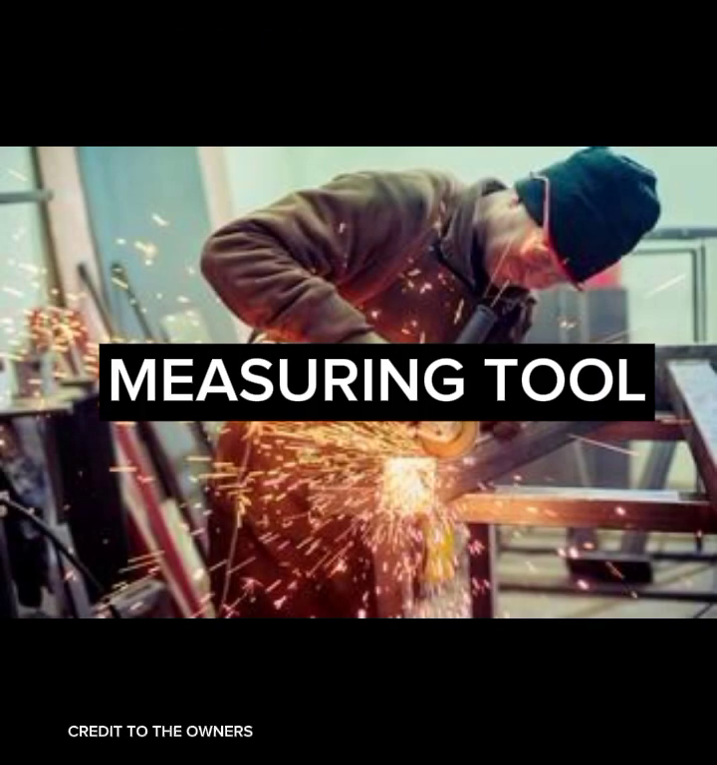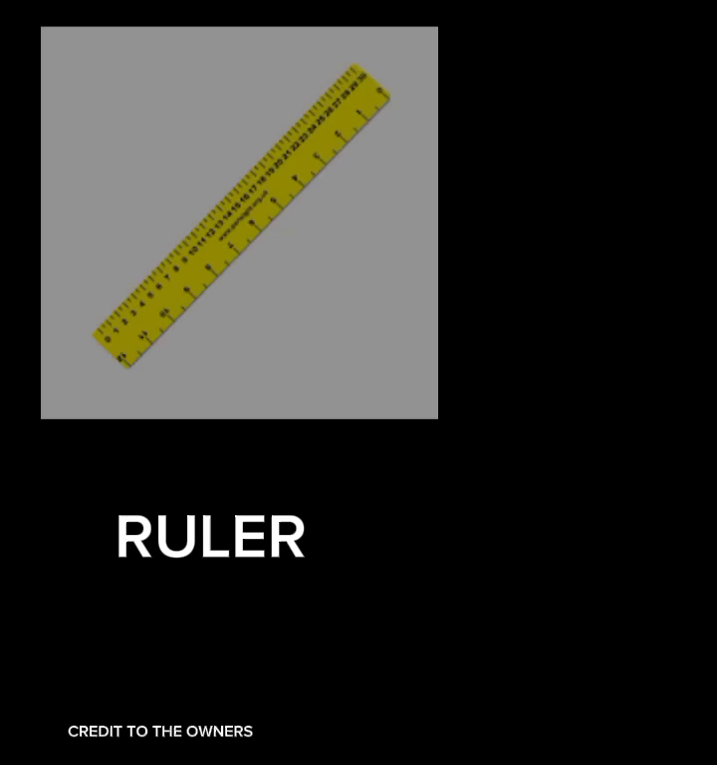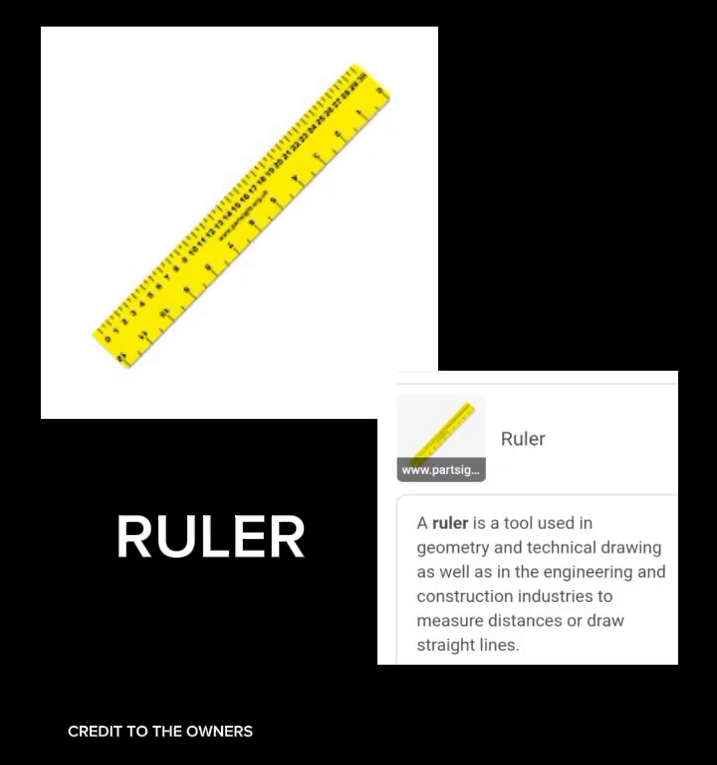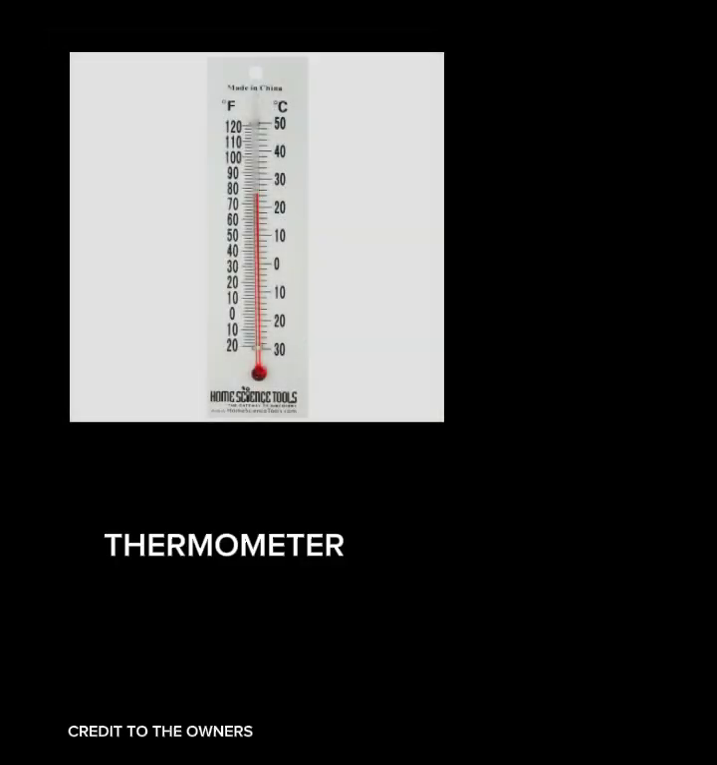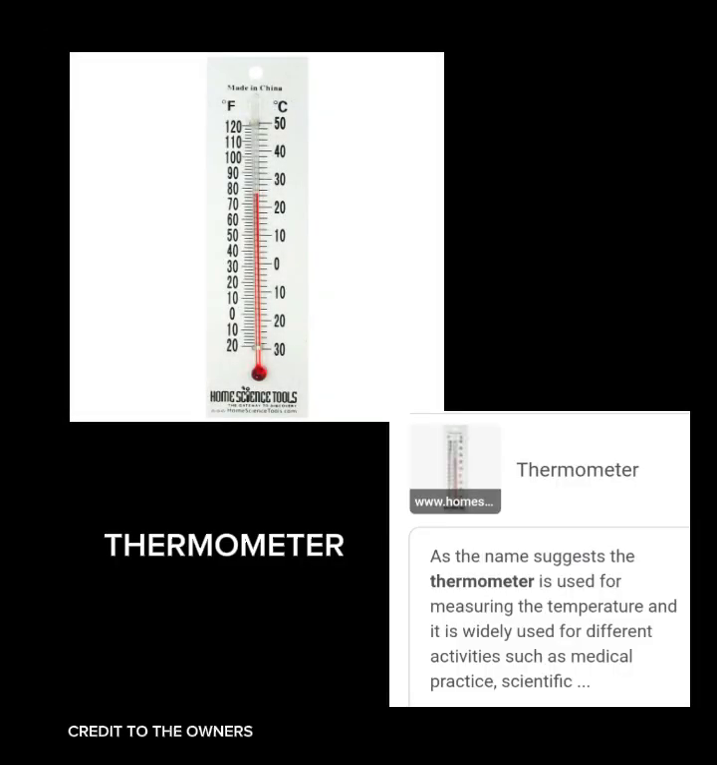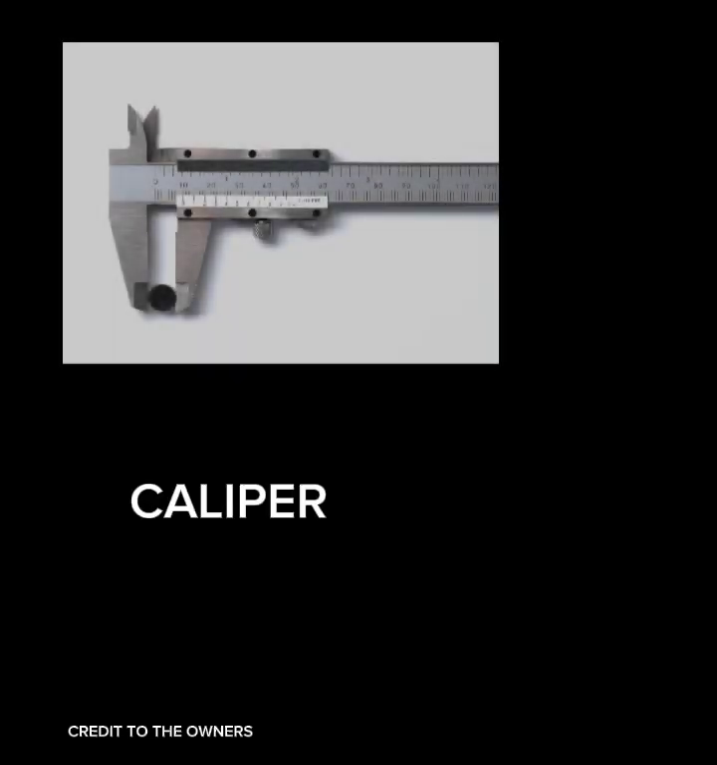Now we move to the measuring tools. First is the ruler. It's a tool used in geometry and technical drawing, as well as in the engineering and construction industries to measure distance or draw straight lines. The second is the thermometer. As the name suggests, the thermometer is used for measuring temperature. It is widely used for different activities such as medical practice and scientific investigation.